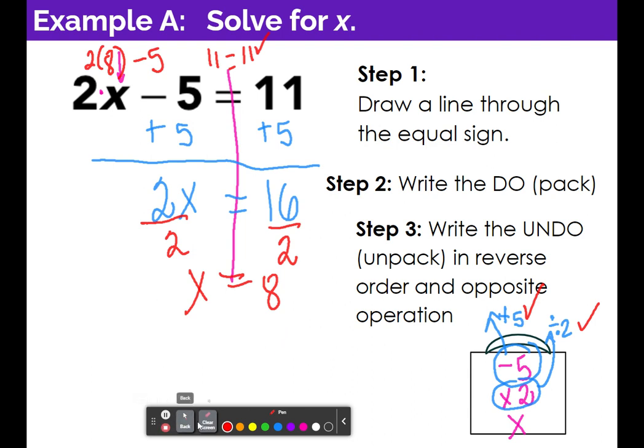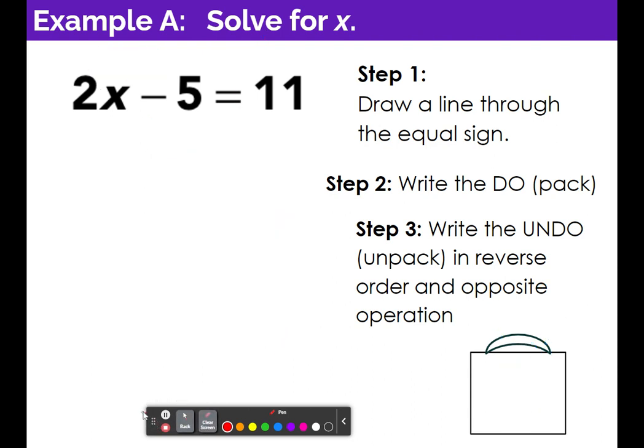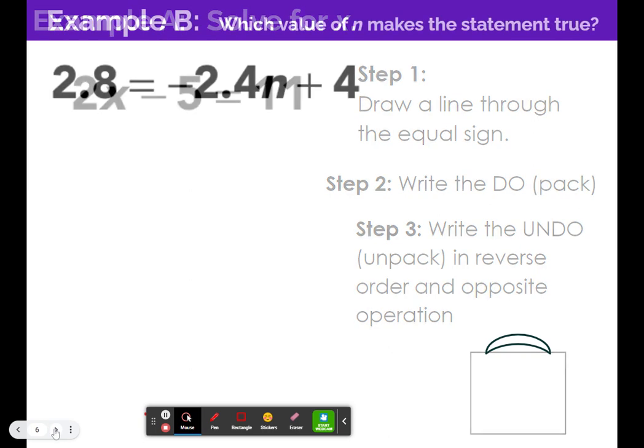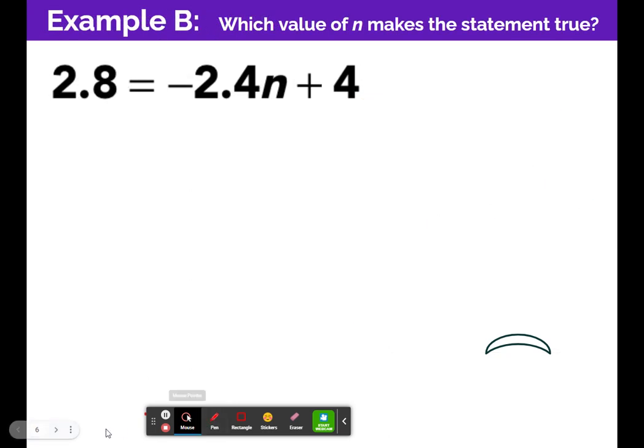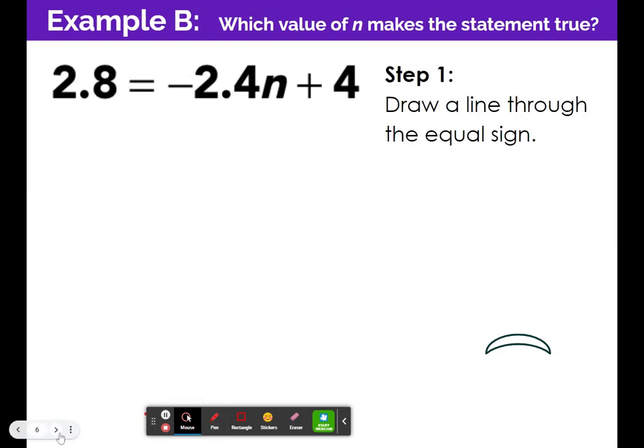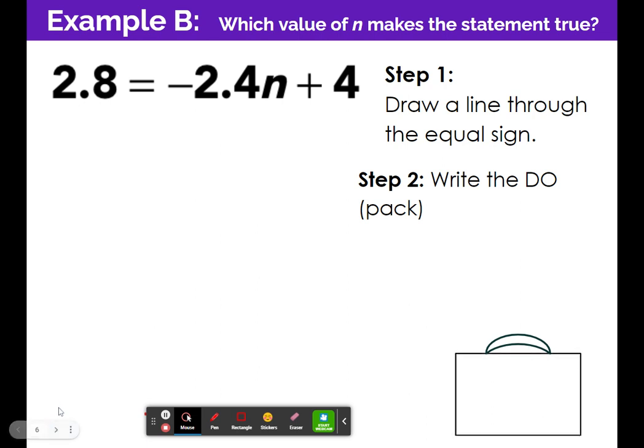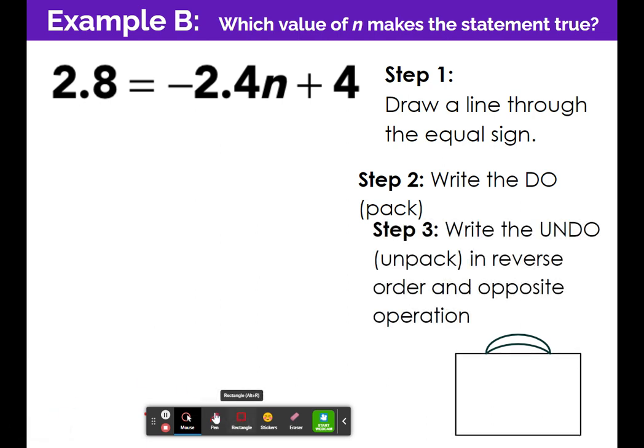All right, let's try another one. I'm hoping this unpacking helps. All right, here we go. So we got 2.8 equals -2.4 times n plus 4. So find my variable. It's on the right side. Draw a line down the middle, and then we're going to write the do and the undo.